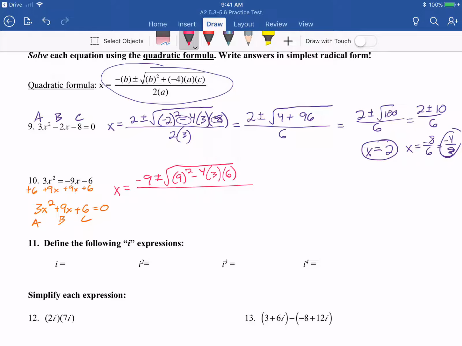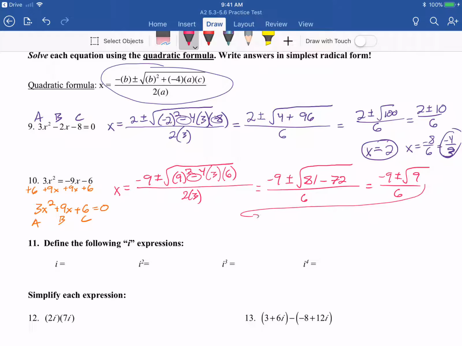On the bottom here, this guy turns into 2 times 3, which is 6. So as I simplify this guy, I keep going down, I get negative 9 plus or minus the square root of 81. Notice here I only have 1 minus, so it's going to be minus. And then 4 times 3 times 6 is 72, all over 6. Simplify this guy even more underneath that square root. I get negative 9 plus or minus the square root of 81 minus 72 is 9, divided by 6.